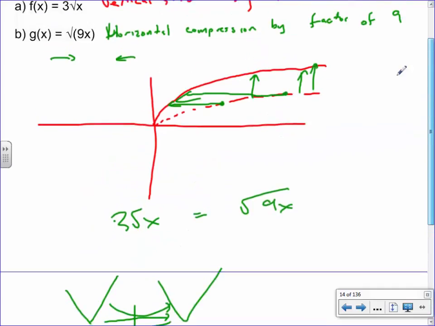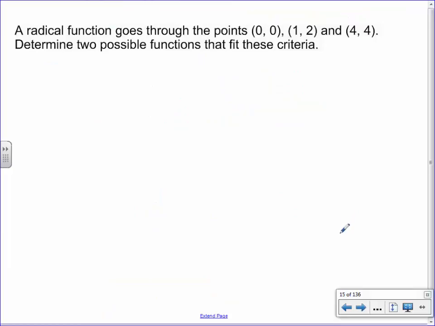If you wanted to take the dotted line graph and make it the solid red line graph, option 1, make it taller, or option 2, squish it inwards. They'd actually both get you to the same spot. So here's an example then. I'm going to give you some points, and I'd like for you to try to figure out 2 possible functions that could fit this criteria. It's going to go through the points 0, 0, 1, 2, and then 4, 4.